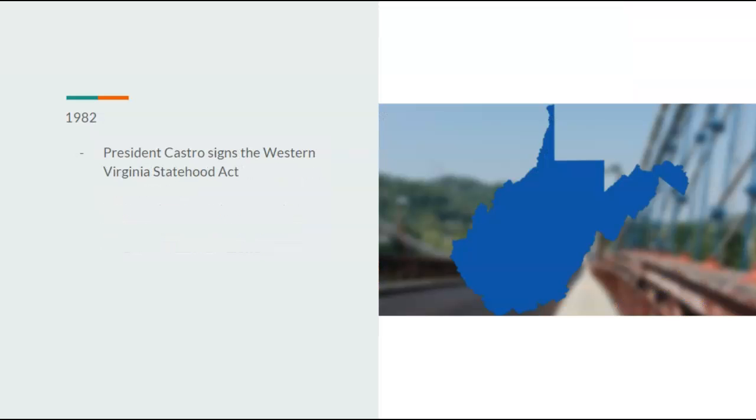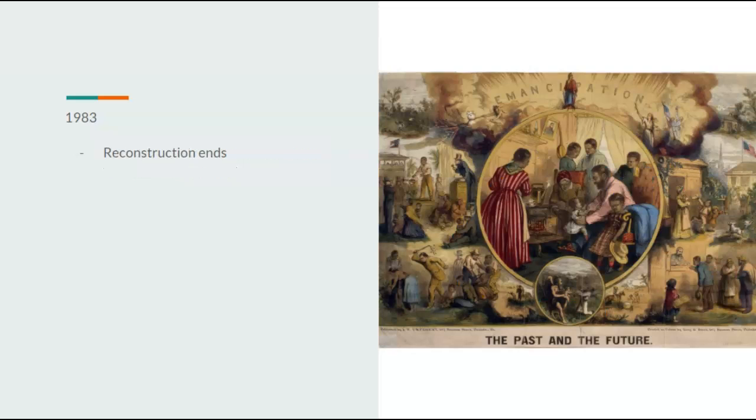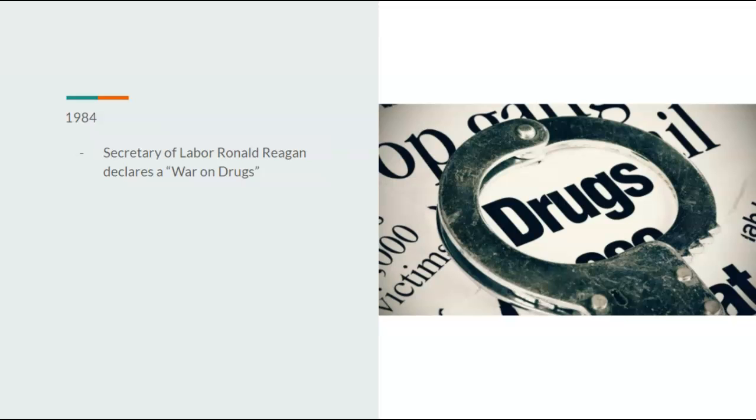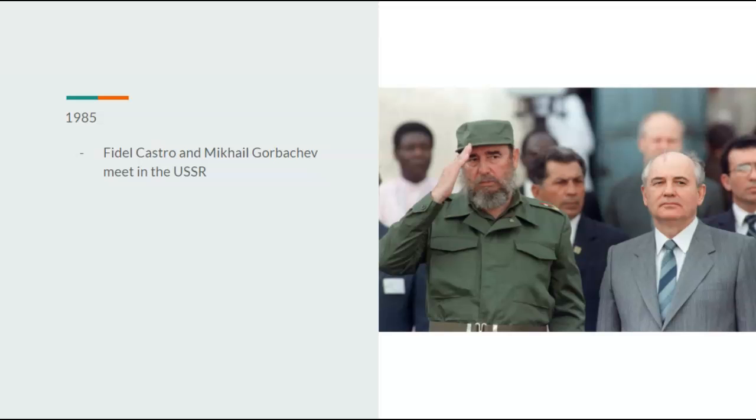1982, President Castro signs the Western Virginia Statehood Act, so West Virginia is now its own state, as they've been asking for since the beginning of Castro's presidency. Reconstruction ends in 1983, so all 50 plus states are now part of one country. 1984, Secretary of Labor Ronald Reagan declares a war on drugs. There you go. 1985, Fidel Castro and Mikhail Gorbachev meet in the USSR, hoping to ease tensions, try to end the Cold War. It doesn't end.